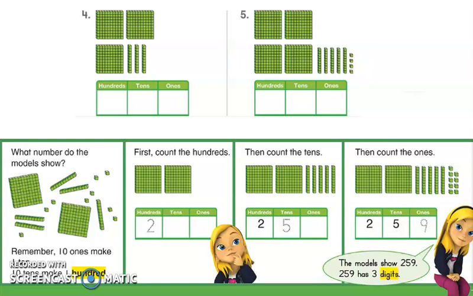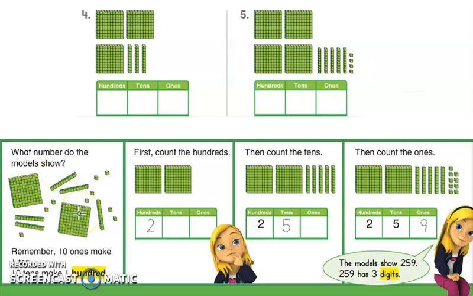Hello everyone! In this lesson, you will learn how to count different types of place value blocks to determine the number being shown. What do I mean by that? As you see here, there are a lot of place value blocks, or base 10 blocks, and they're all mixed up, but we have to remember what each one represents.